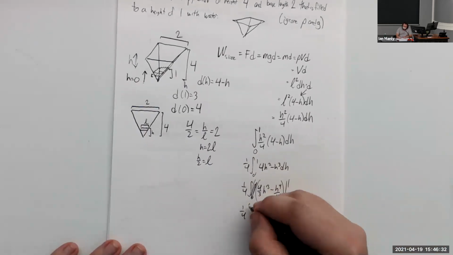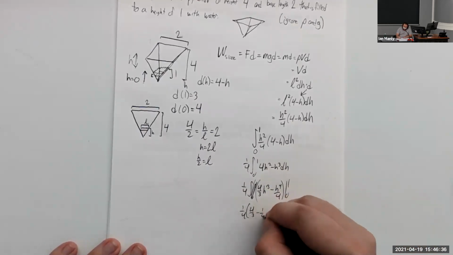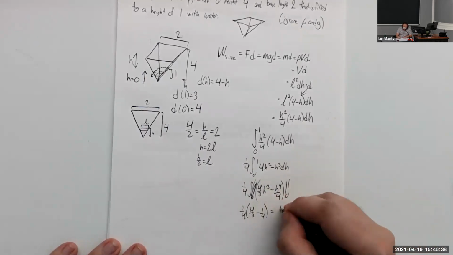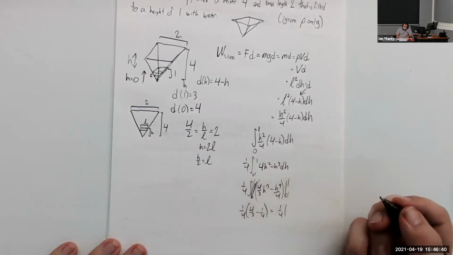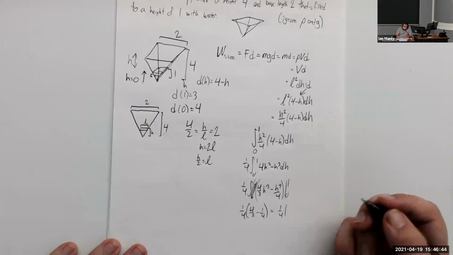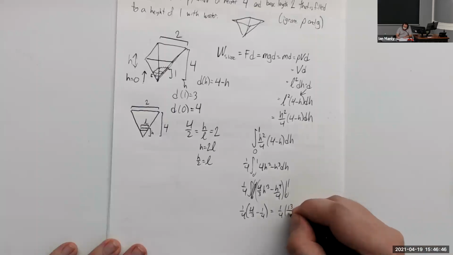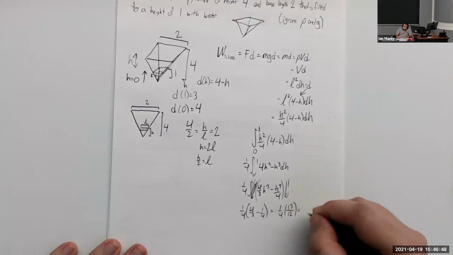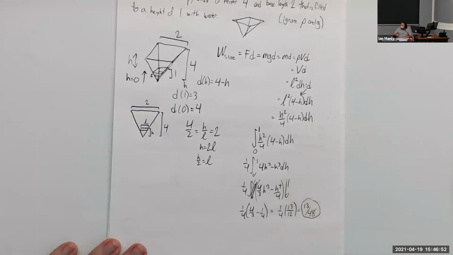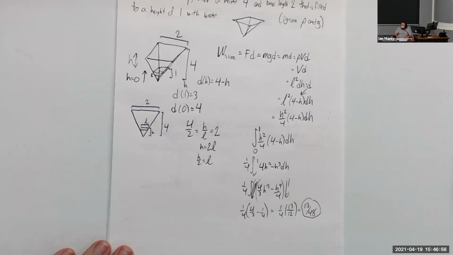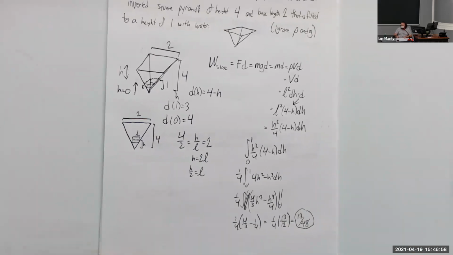So this is 1/4. And then we have 4/3 minus 1/4. I guess if we combine the fractions, what is that going to be? 16 minus this will be 13 over 12. This will end up being 13 over 48 right here. So there we go. So that was kind of a review on one of these physics problems right here.